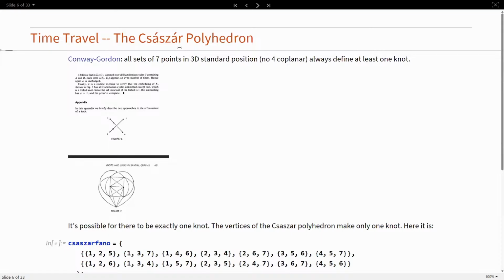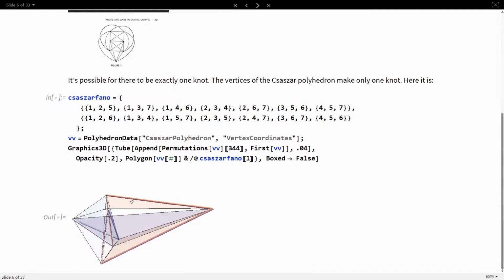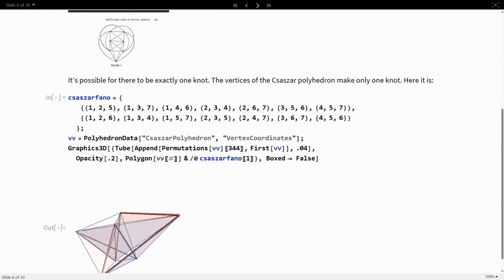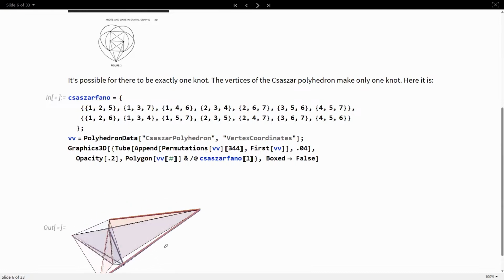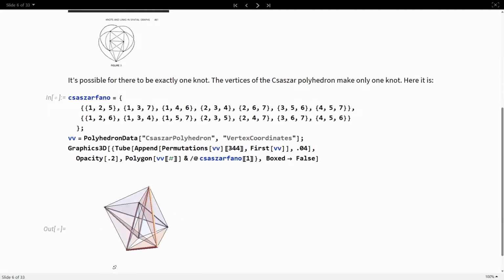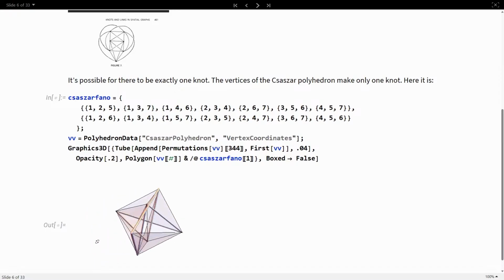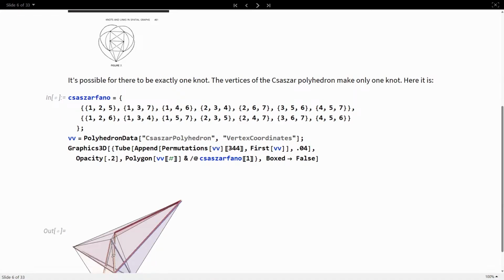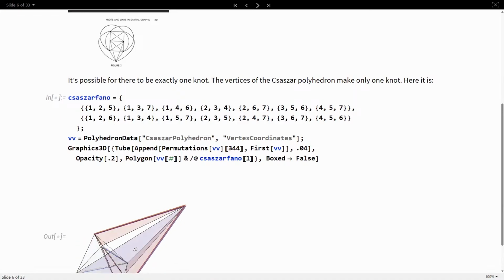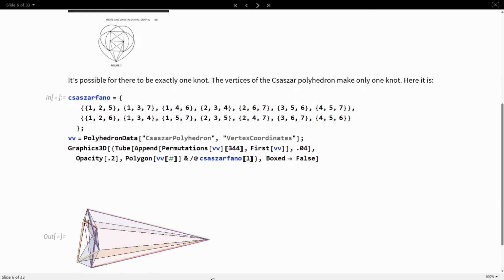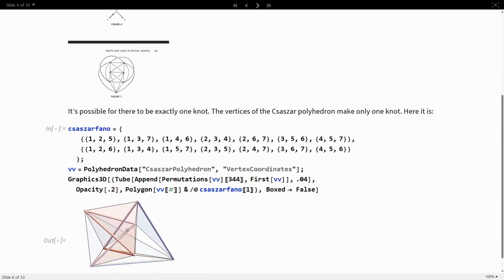One other item related to knots he talked about was the Császár polyhedron. Here's a picture of one. It's a very strange polyhedron with a hole that has a maximal number of triangles. It has, I believe, 14 triangles, which is the maximal possible for a polyhedron with just 7 vertices. And it turns out that the arrangement of points for it makes a unique knot.